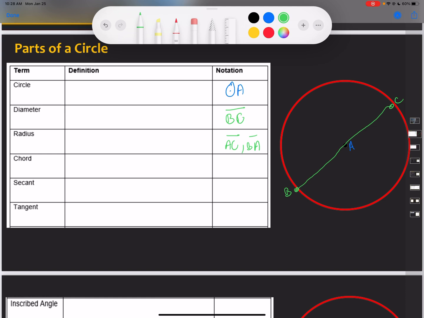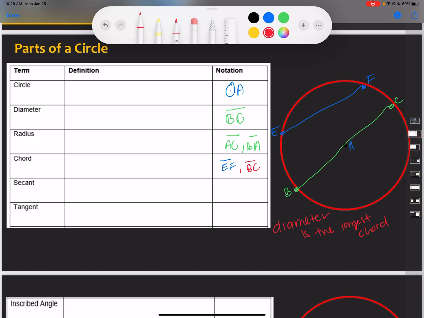Now a chord is a line or a segment that goes through two endpoints, and it cuts the circle inside. It is also a segment, so let's call that EF. Now something to make note of is that a diameter is also a chord. So the diameter BC is the longest chord of the circle. So the diameter is the longest chord. And that's because it exceeds the length. It is the longest possible distance between those two points.